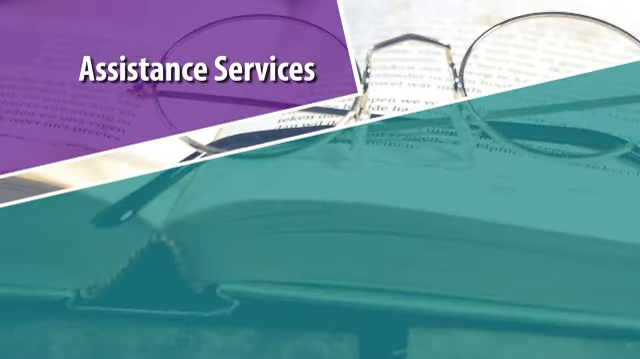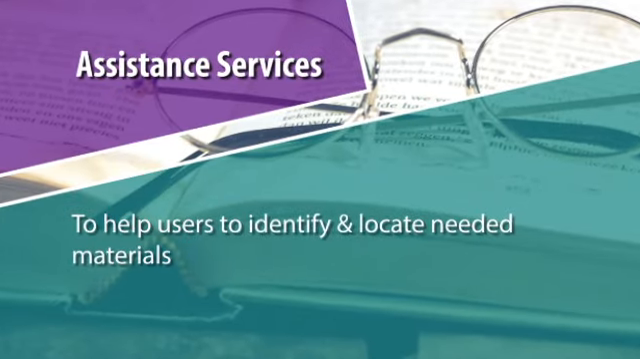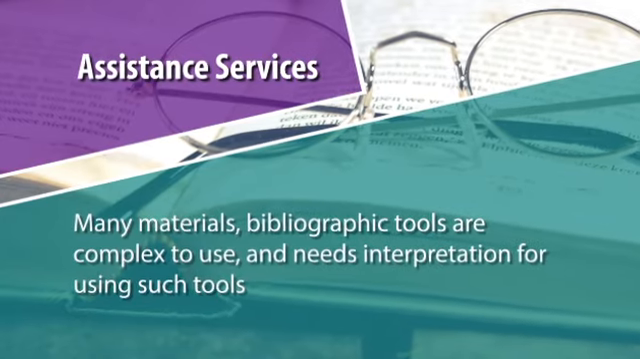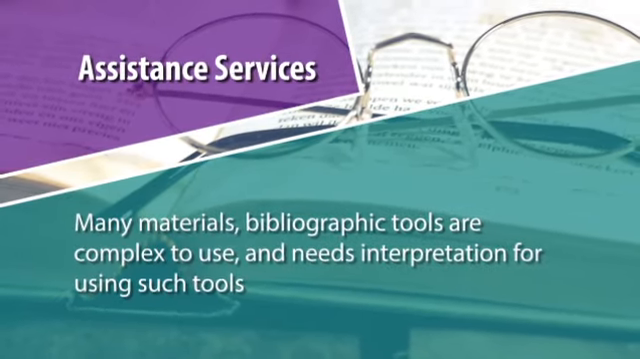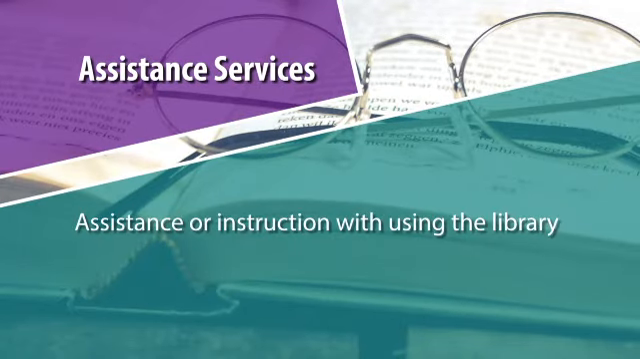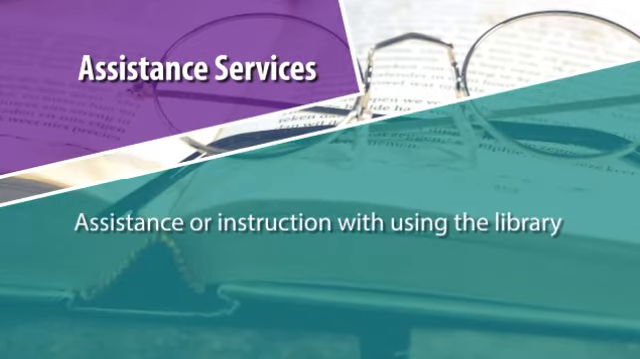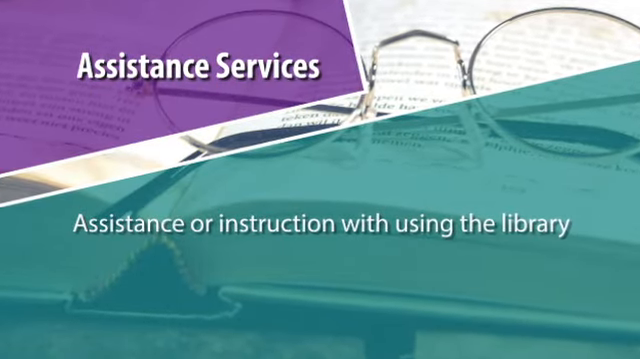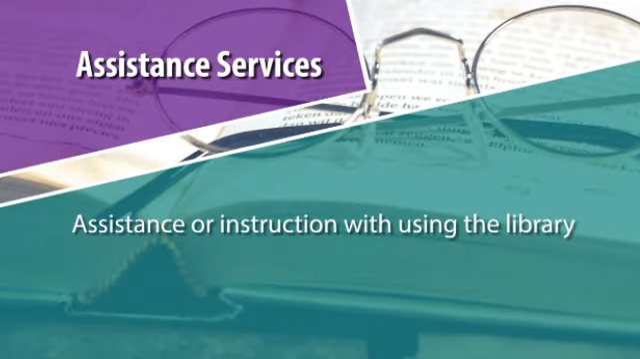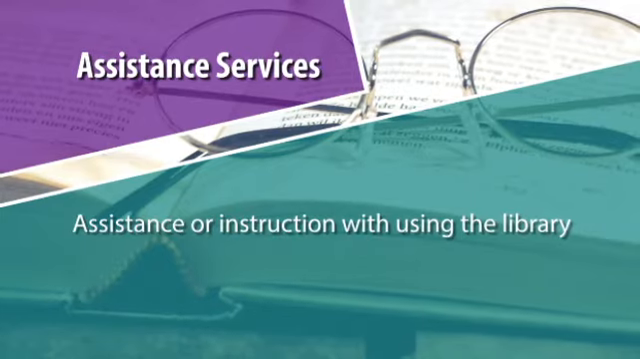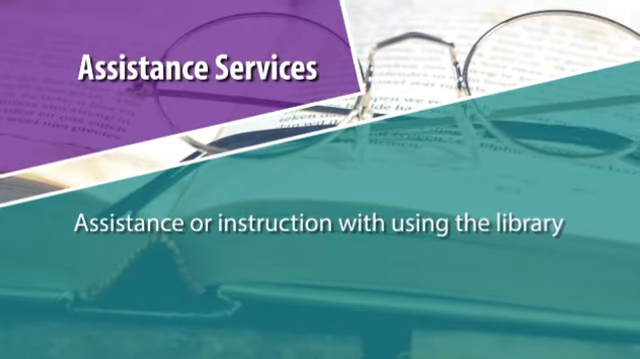Then, under the reference service, the assistant services are given at the reader services section level. We help the users to identify and locate the needed material. Many bibliographic tools are complex to use and need interpretation, so the assistant services come into action here. Assistance or instruction with using the library is given by locating the materials. We help them with how to use the catalogs and how they can use the computers to access information. The reference services, or assistant services in particular, are given to its users.